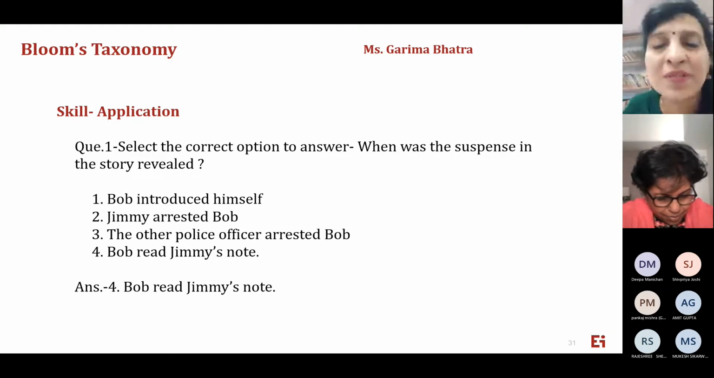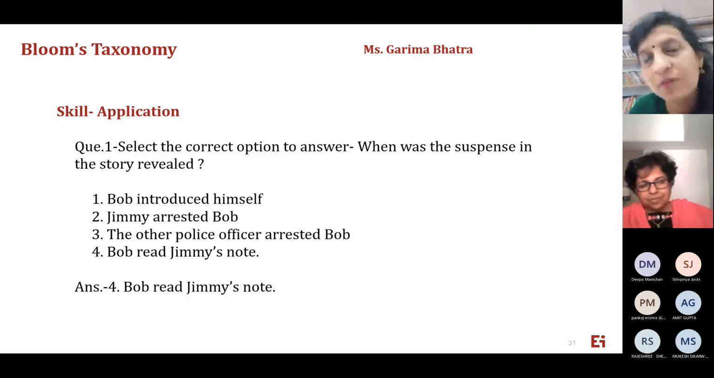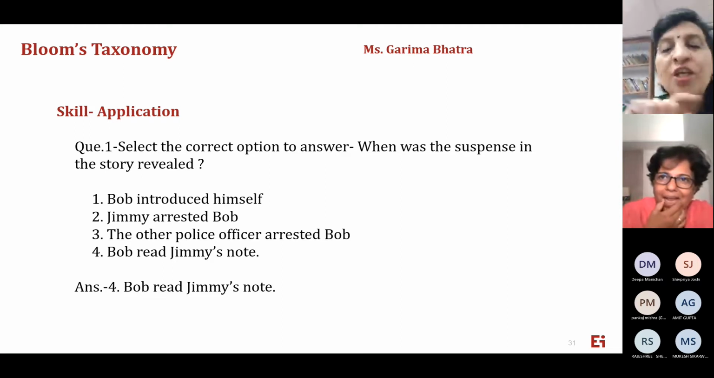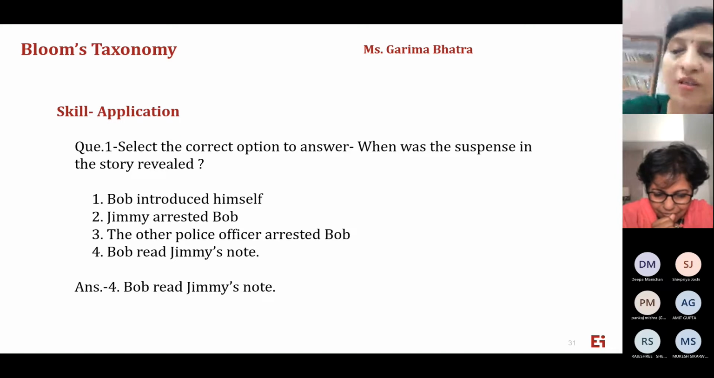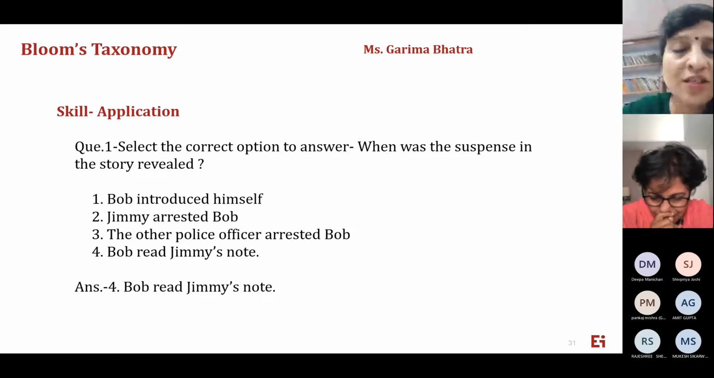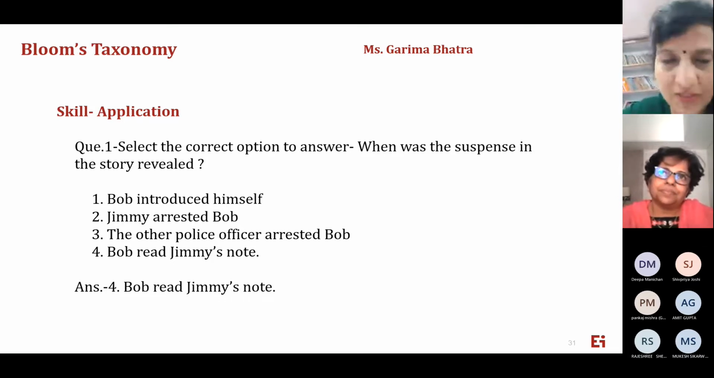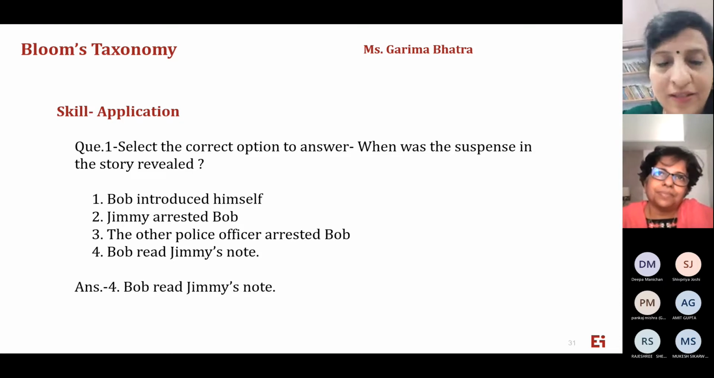So the biggest suspense is when Bob read Jimmy's note. Okay, so Jimmy was the person who recognized him, and he was the person who sent the policeman. So according to me, this is the right answer, and it is application based, because the student needs to analyze a lot. Okay, which is the suspense the question asker is asking about. So as per my view, this is an analysis based question, and that's why I kept it under the application category.